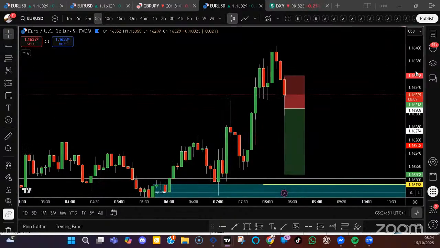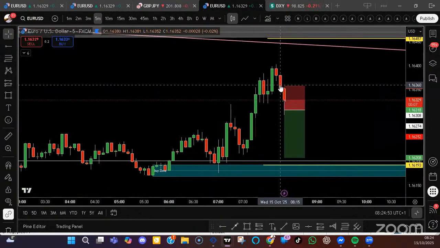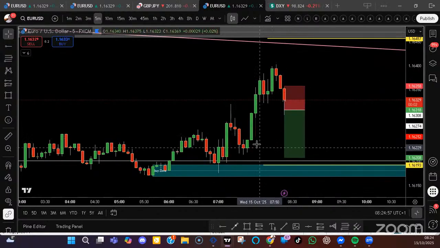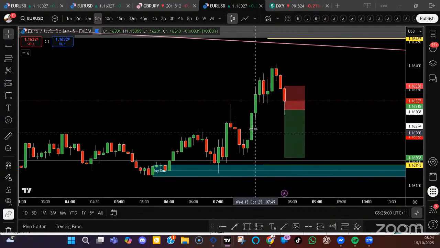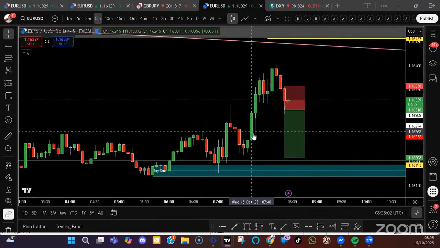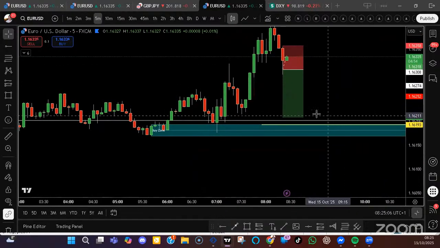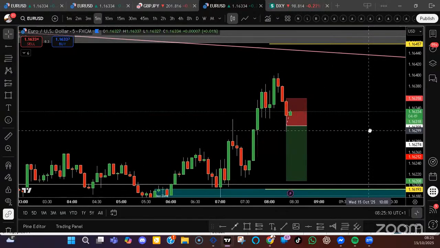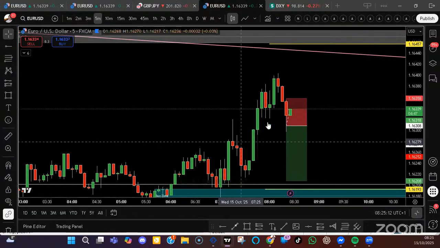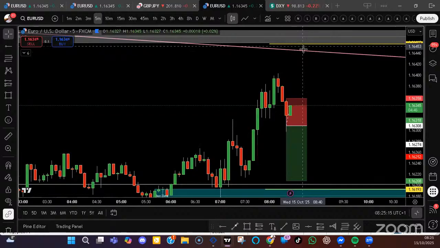I'm putting the kettle on. But we got imbalance up here, which could be tricky for us. But we've also got imbalance down here that needs to fill on the 5-minute time frame. But the general feeling is that price is going up, possibly to these levels here.